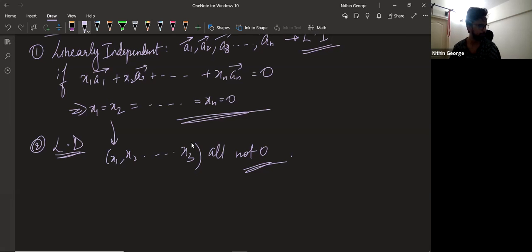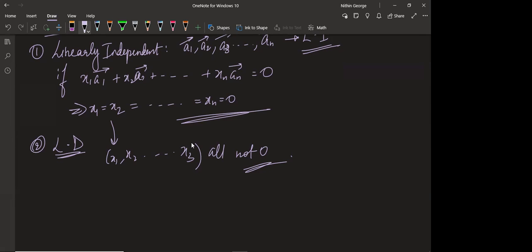Right, the fifth one. Any three non-coplanar vectors are LI. Make sense? All of you? Any three non-coplanar vectors are linearly independent. Got this?